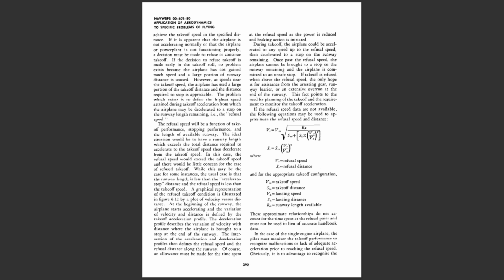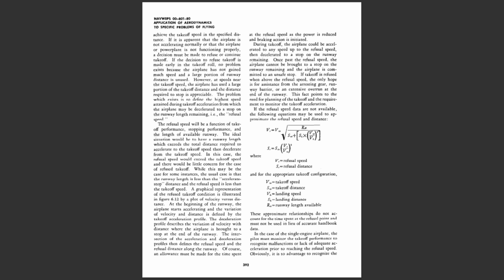Refusal speed equals takeoff speed times the square root of runway length available over takeoff distance plus the quantity landing distance times the quantity takeoff speed over landing speed squared. And refusal distance equals takeoff distance times the quantity refusal speed over takeoff speed squared. These approximate relationships do not account for the time spent at the refusal point, and must not be used in lieu of accurate handbook data.